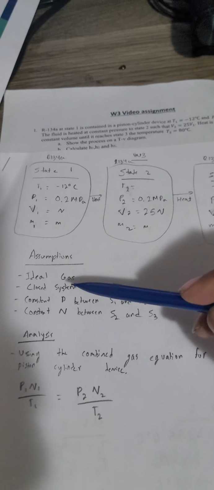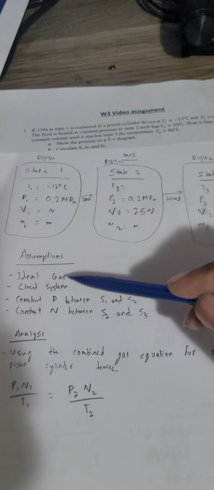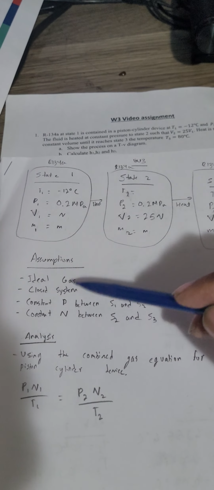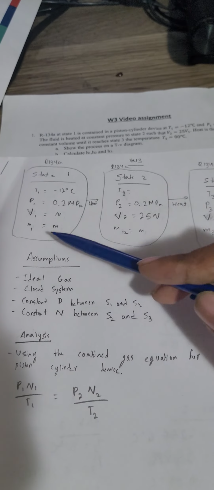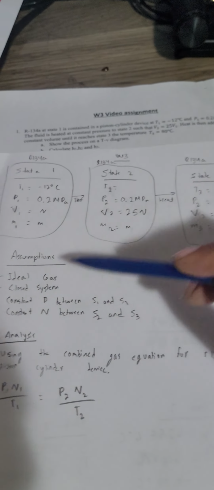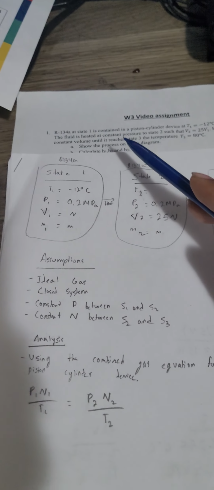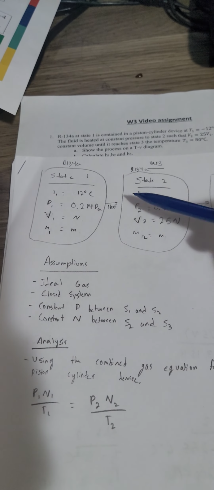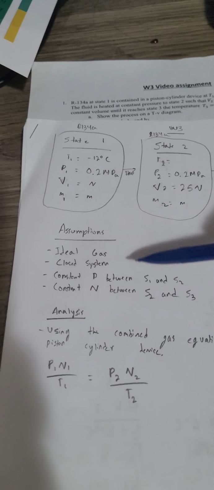So, I assumed a few things as well. I assumed that it was an ideal gas for simplification purposes. I googled what a piston cylinder device was and found that it's a closed system, so that means the mass would stay constant. And also, as it's stated in the instructions, there's a constant pressure between states 1 and 2, and a constant volume between states 2 and 3, so that's another assumption.